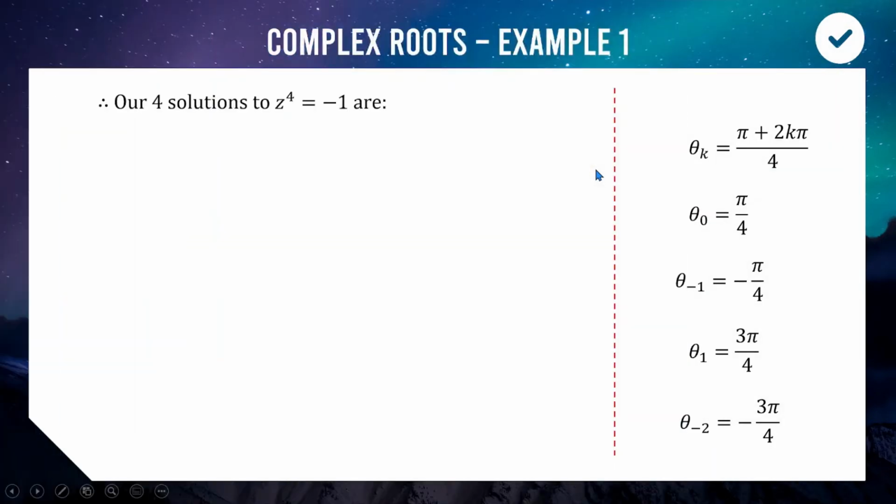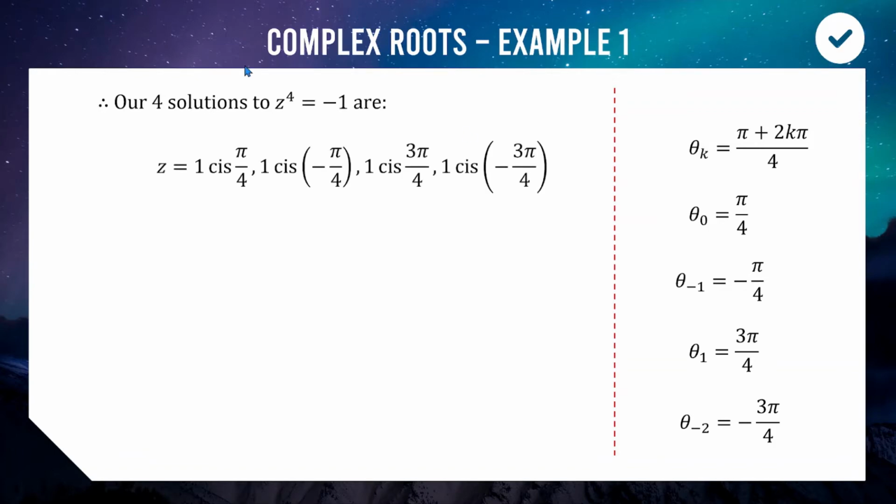Okay, so here are our 4 solutions. So now let's write our answers in polar form. So we have all of our moduli being 1 as we found, and our arguments are pi on 4, minus pi on 4, 3 pi on 4, and minus 3 pi on 4.